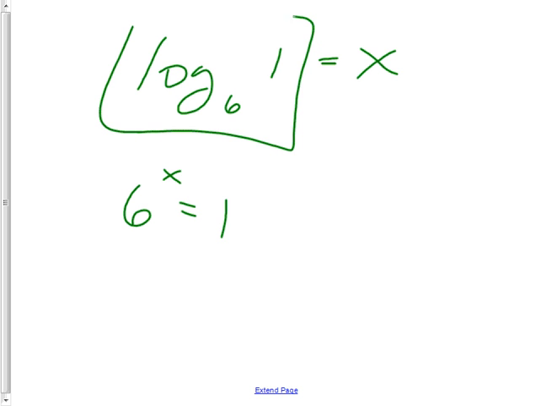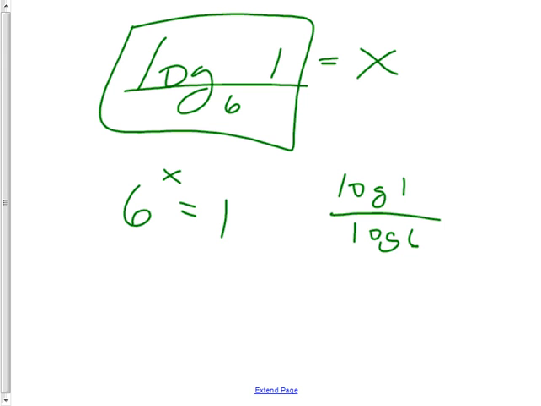If you typed in log 1 over log 6, it has to equal 0. Isn't that kind of weird? If you divide something, you get 0? You take log 1 divided by log 6 and it has to equal 0. What does that mean about log 1? If you type in log 1 over log 6 to get this answer, and you know the answer has to come out to 0, then log 1 over log 6 has to equal 0. Which one of them has to be 0 then? Log 1 or log 6? Log 1.